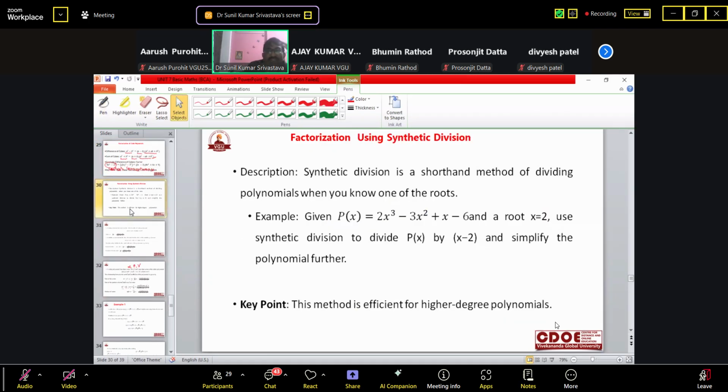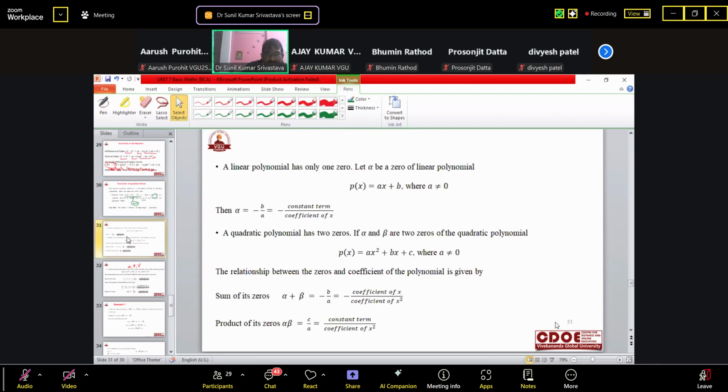Proposition using synthetic division, we simply have to put in the values. Suppose you have written here p(x) is equal to this expression. If you put x is equal to 2, its value becomes 0. It means x minus 2 is a factor of this polynomial. When you divide this polynomial, the remainder is going to be equal to 0. So this is another synthetic method to find the division techniques.